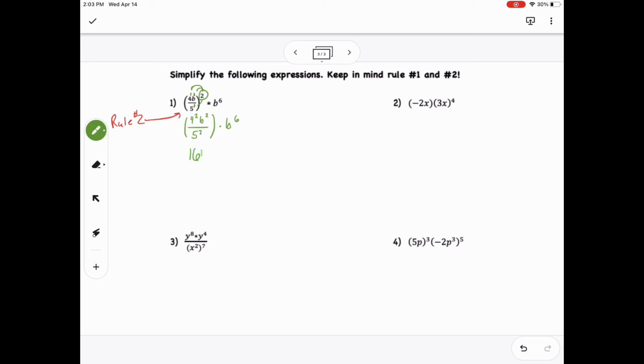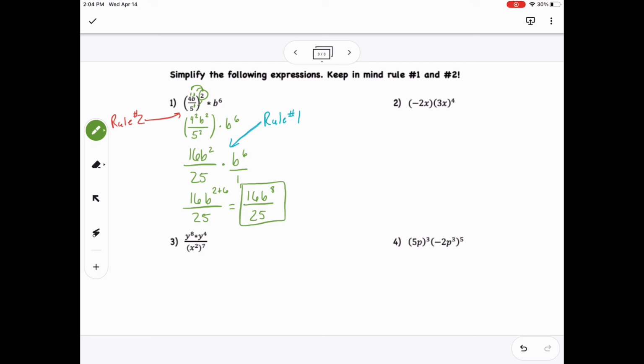So rule number 2, I take that 2 to everything. I simplify that fraction. Now I notice that I have a b in the fraction and a b out front. b to the 6 is like saying b to the 6 over 1, so it gets multiplied to the top, so that's fine. So I actually get to add those exponents because I'm multiplying. So 2 plus 6 gets me 8, and that'll be my final answer there.